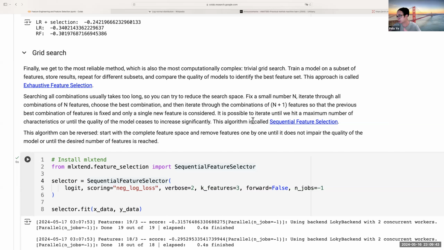So this is called sequential feature selection. In fact, this is a commonly asked question in interviews, and to describe what sequential feature selection is, you need to know how to describe that. And of course, you can reverse this process. That means you can start with the whole complete feature space and remove the features one by one until it doesn't impair the quality of the model. This is called a sequential feature selector. So we can do it this way.